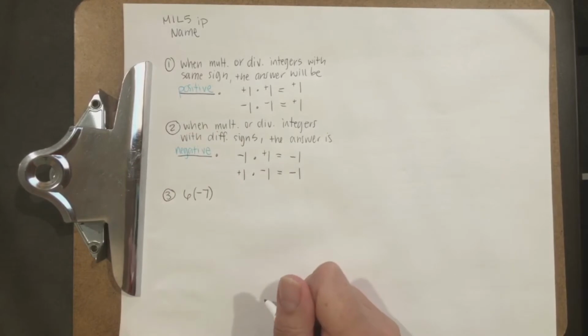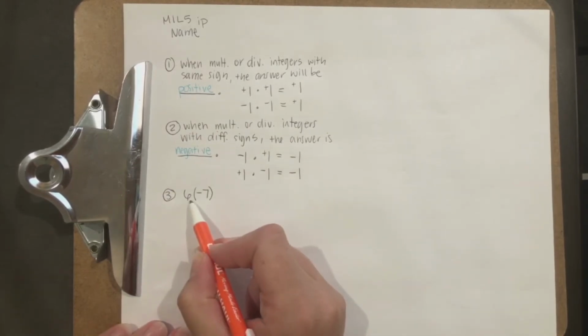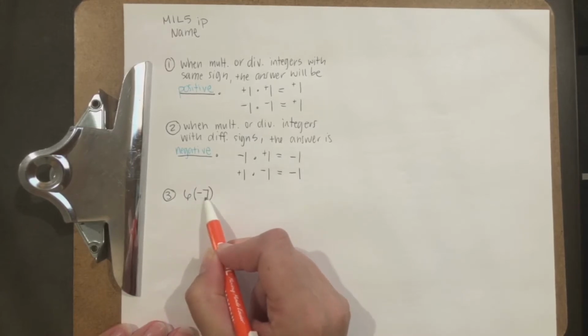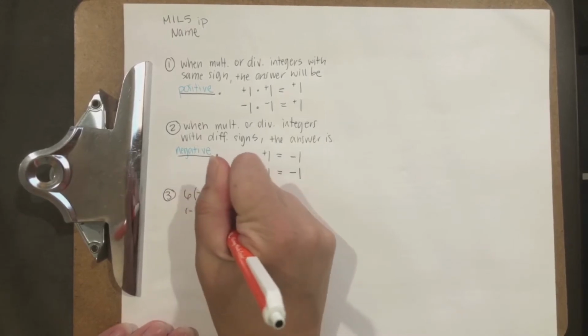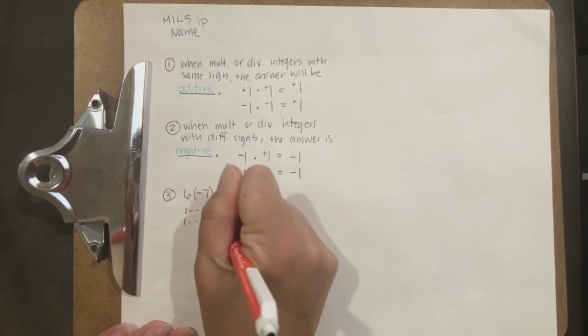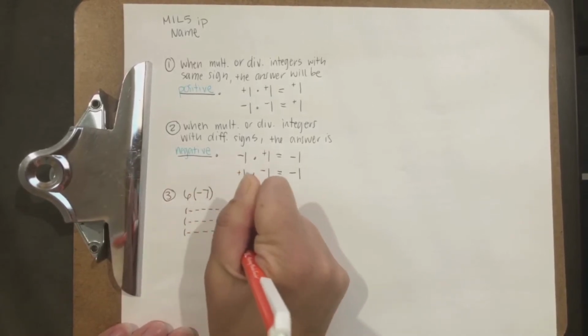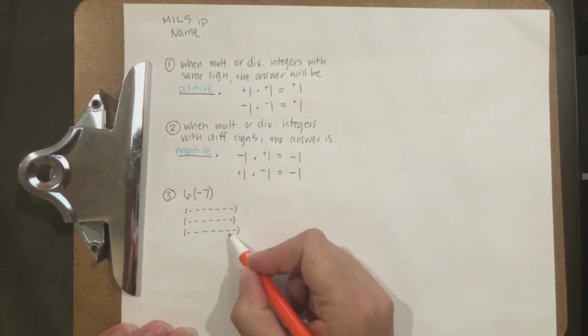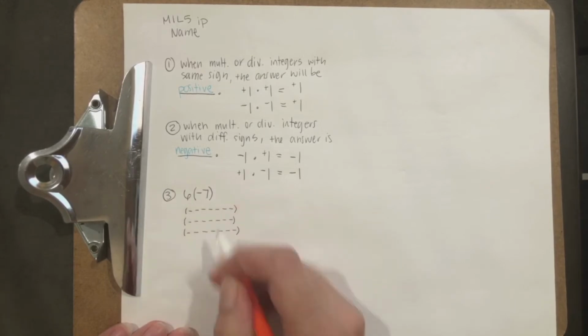All right, so one of the ways that you can do this is that you can say that you've got 6 multiples of negative 7. So here's how that would look. 1, 2, 3, 4, 5, 6, 7. 1, 2, 3, 4, 5, 6, 7. I'm using my number tiles. Remember the positives and negatives? So I've got 6 sets of negative 7.